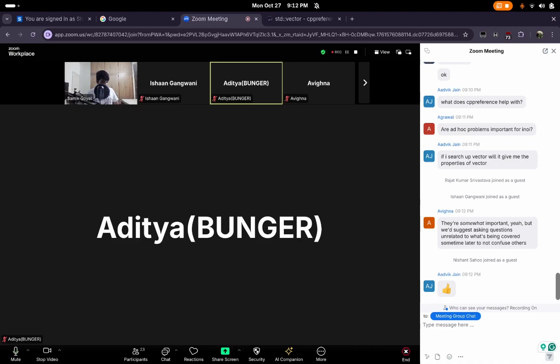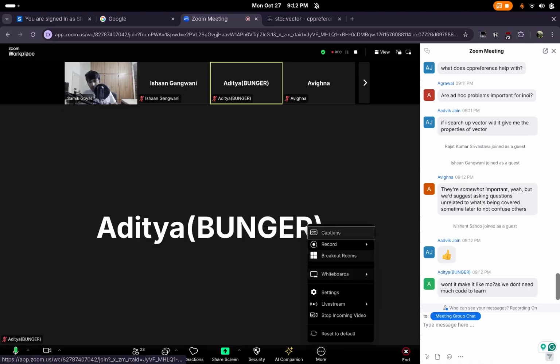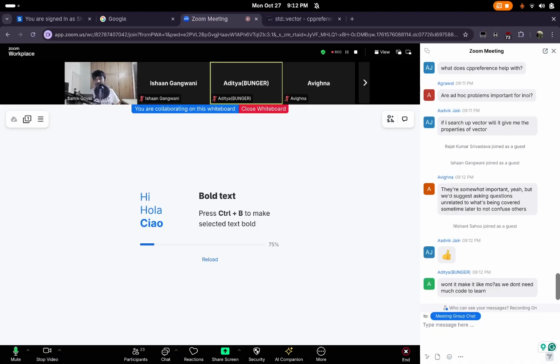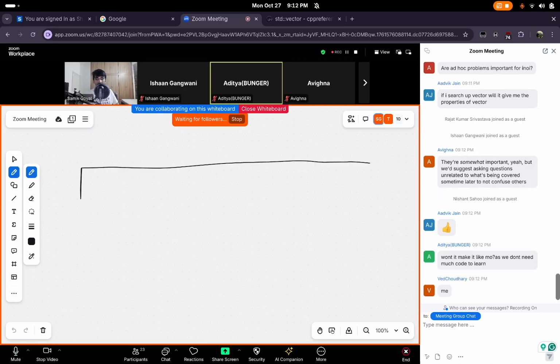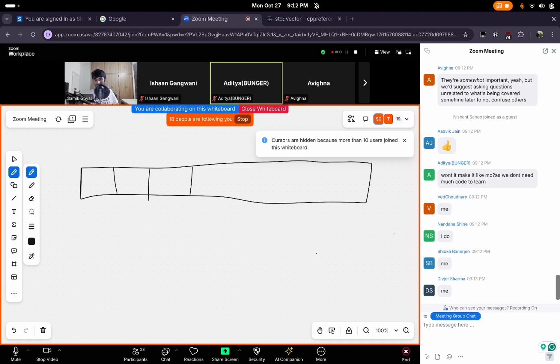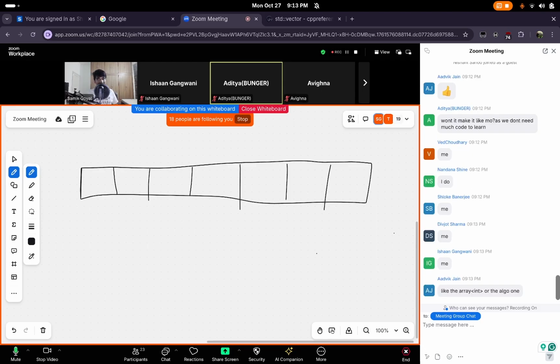Okay, now let's go over the first container today, that is vector. Let me open up a whiteboard again. So how many people here know what arrays are? Okay, cool. So what vector is, it's basically a dynamic array.